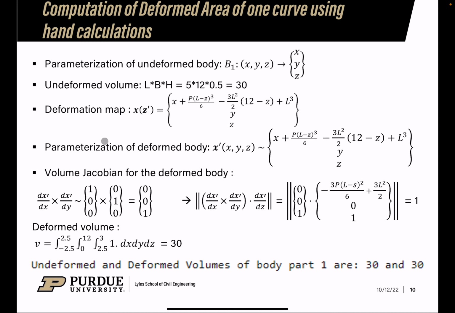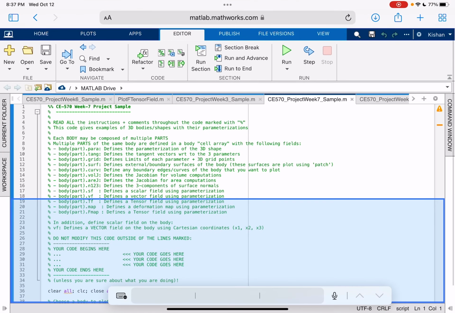Now I'll do the same thing for volume. That can be done using the volume Jacobian of the deformed body, which is nothing but cross products dotted with the other parameters. The cross products are nothing but differentiation of these parameters with respect to one of the parameters, and taking the dot with the third one. And from here, unfortunately, I got a gradient that would lead to 1, which I didn't know when I chose the parameters. So my deformed and undeformed values are not changing. Basically, they are the same.